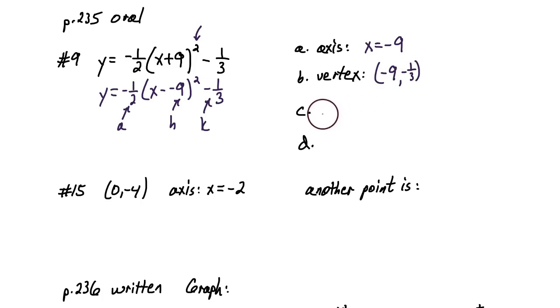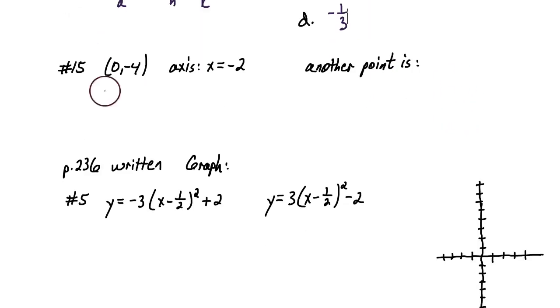Now we're asked if it has a minimum or maximum. To do that, you look at a. A is a negative number, so this has a maximum point. Then we are asked what is the maximum value of the function. That's the value of k, so that's negative 1/3.